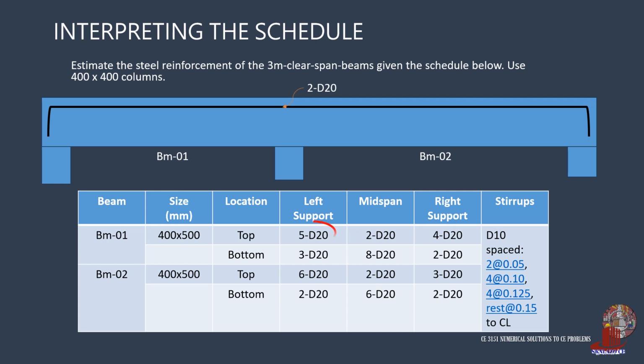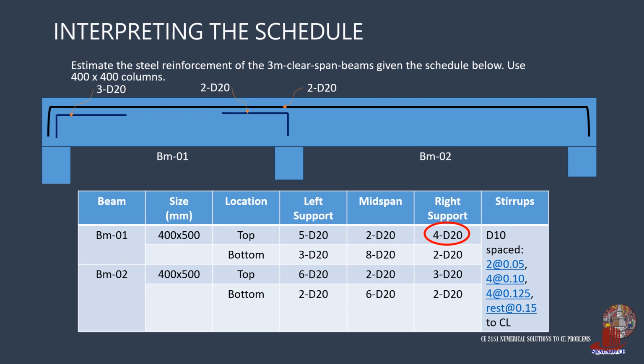Next is to illustrate the cut bars, starting from the top left bars in beam 1, which shows 5D20 in the schedule. With two continuous bars, there are just 3 D20 cut bars remaining. Opposite the left support top bars, there are also the right support of beam 1, which shows 4 D20. This means there are 2 D20 cut bars as there are two continuous bars already.